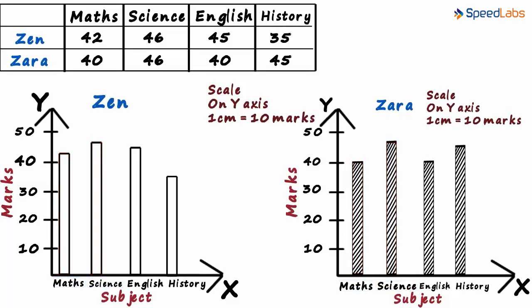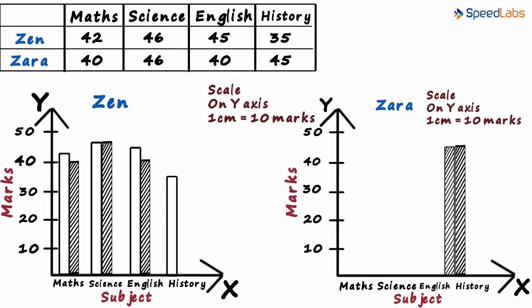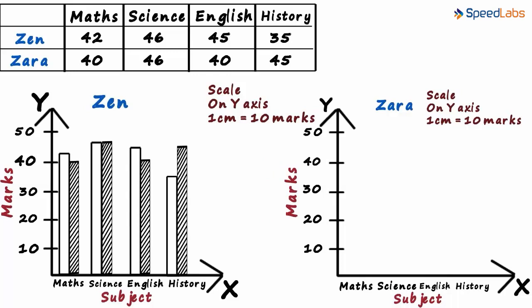How about combining these 2 graphs? We just place the bars next to each other. We can take Zara's Maths bar next to that of Zen's. Zara's Science bar next to that of Zen. We do the same for English and History. Now we have both together.